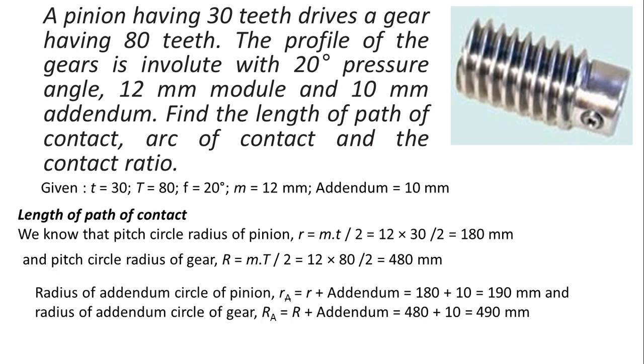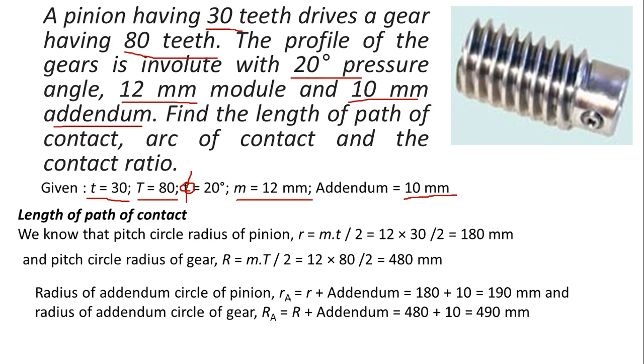First, the pinion number of teeth is given, that is small t, you can take it as 30. The gear is having 80 teeth, so capital T, let us take it as 80. The pressure angle phi is given as 20 degree. Then the module is given, m is equal to 12 mm, and the addendum is given as 10 mm.